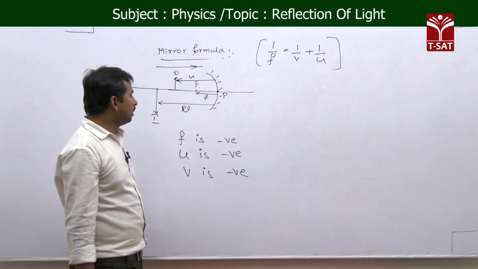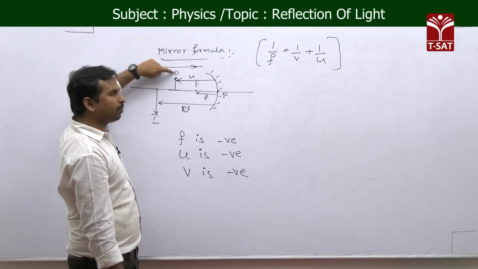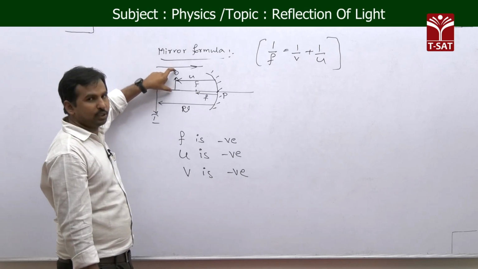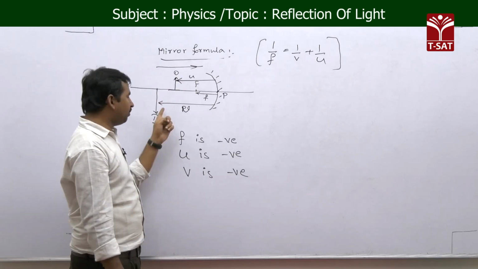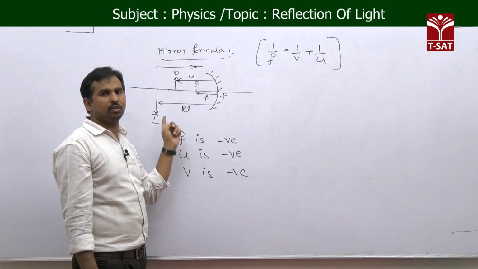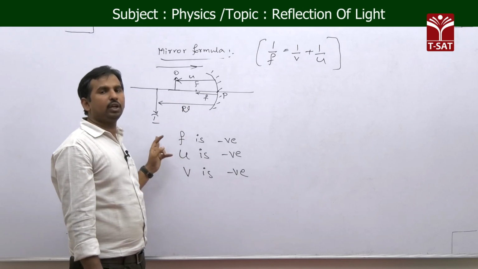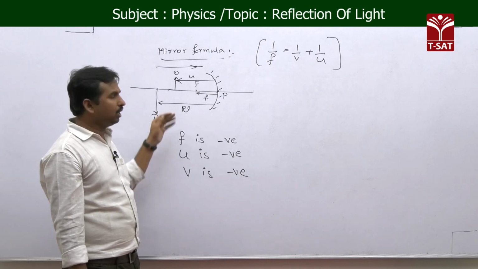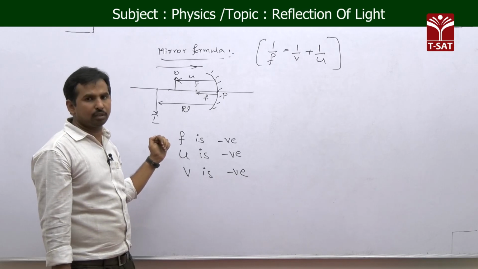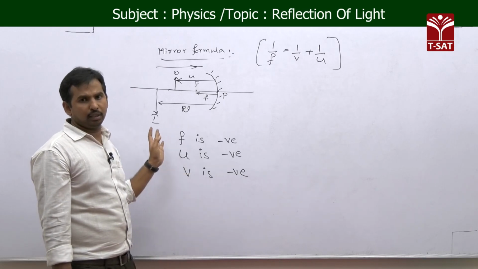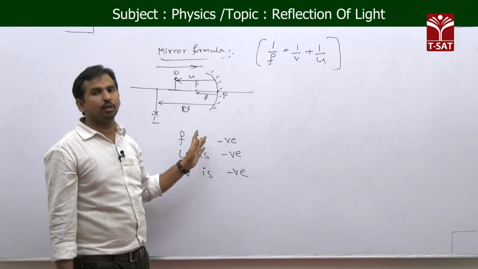Now rule 3 tells us that any distance you measure above the principal axis, like the height of the object, is taken as positive. If you take the image position, like here in this case of inverted images, the distance measured below the principal axis is taken as negative. Above the principal axis positive, below the principal axis negative. That is our third rule. These are the 3 rules we follow in the mirror formula.